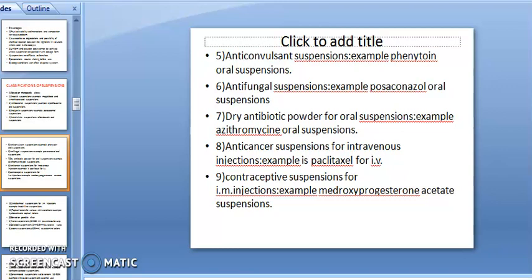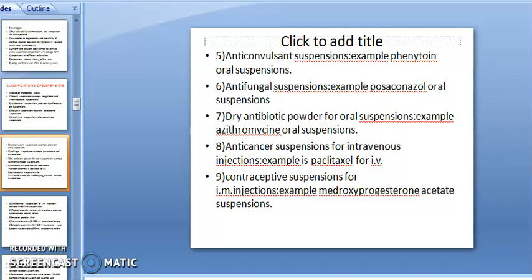Dry antibiotic powder for oral suspension, example is azithromycin oral suspension. This is a dry formulation of powder for reconstitution. This is called a dry antibiotic powder for oral suspension. Example is azithromycin oral suspension.